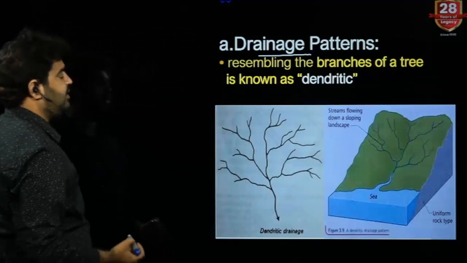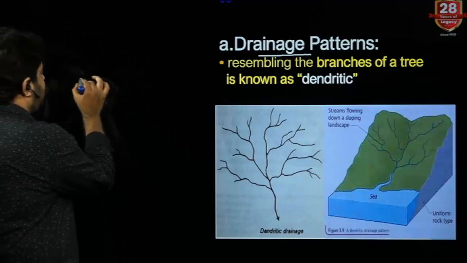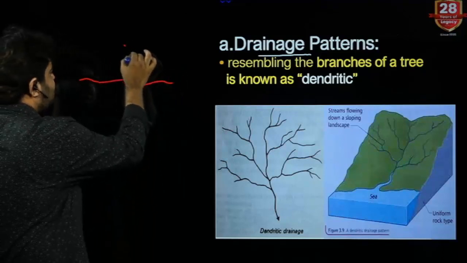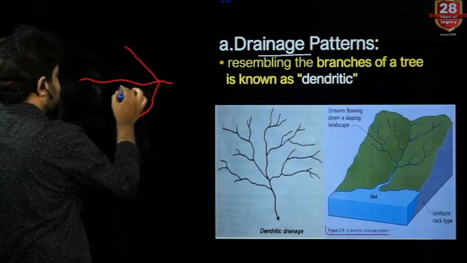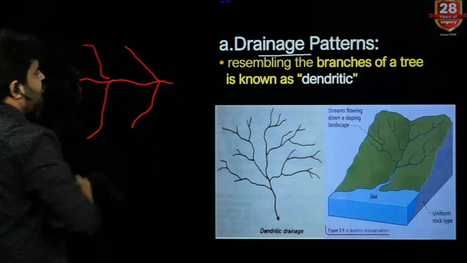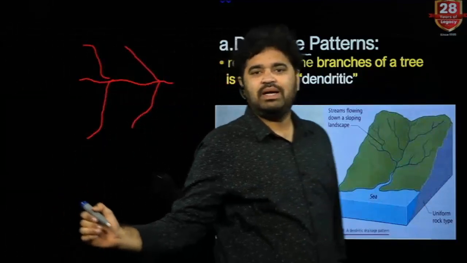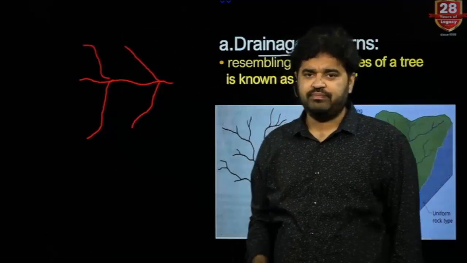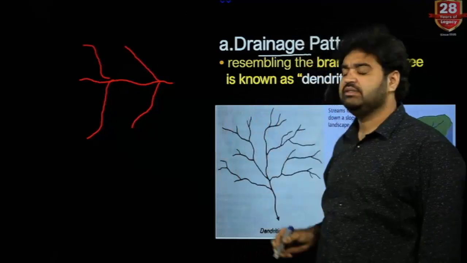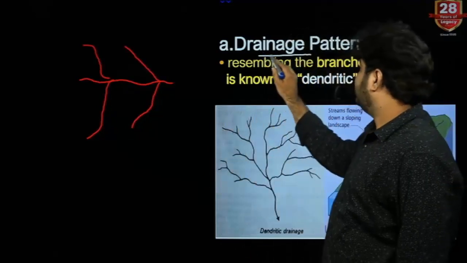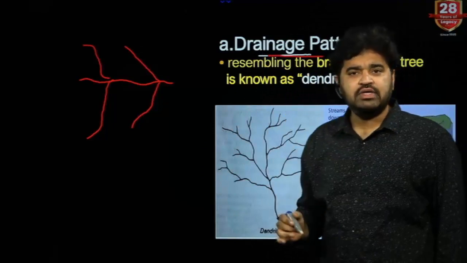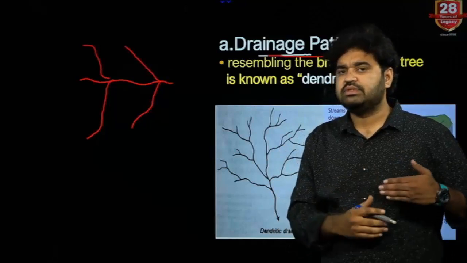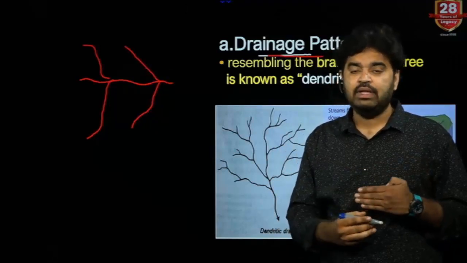What is the meaning of drainage pattern? Here, a river is flowing like this and tributaries are joining from these particular places. When tributaries are joining, this particular river basin attains a new geomorphological feature. That feature is called a river pattern. River pattern means a drainage pattern. So when tributaries are meeting the river, the river assumes a new shape or pattern that is called drainage pattern.